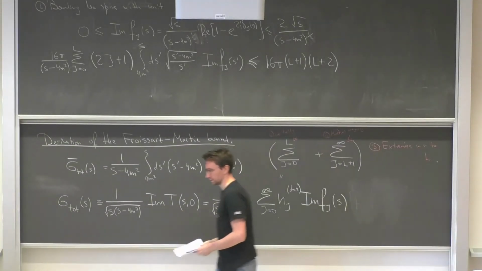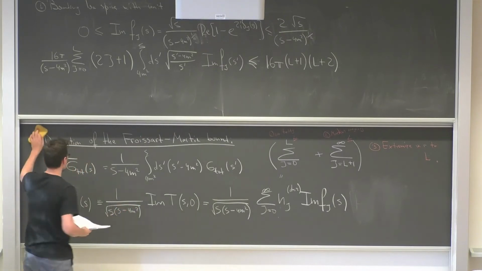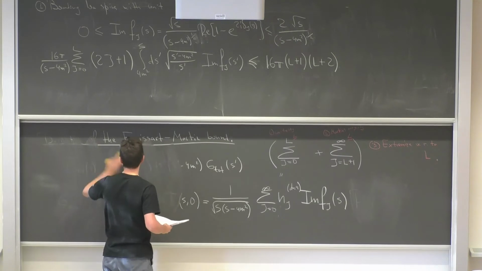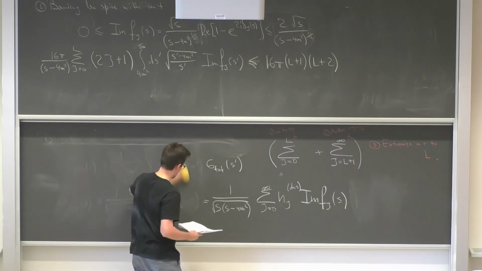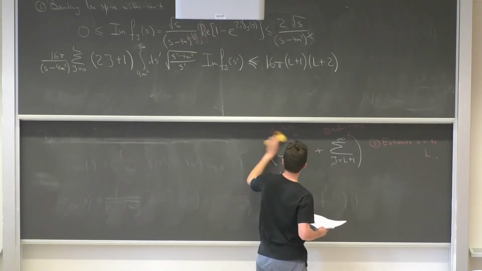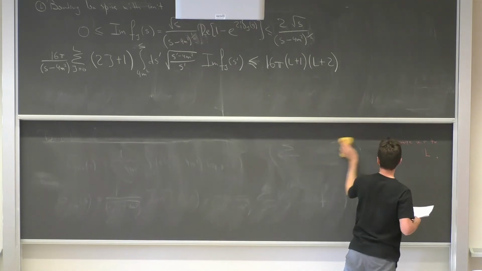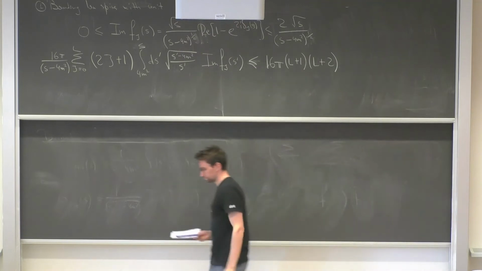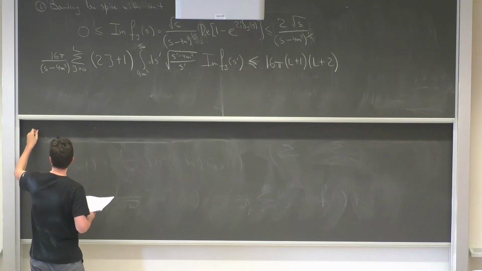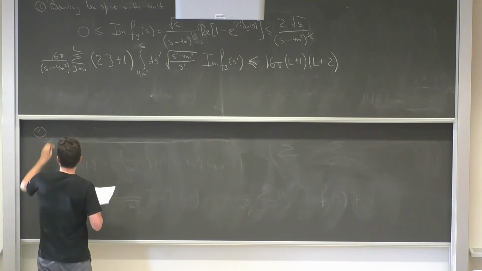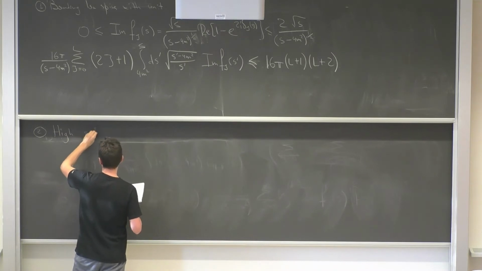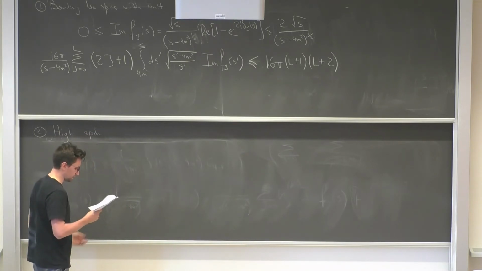Step number 2. And you see here, so far we just use this non-perturbative unitarity bound, low spin. So step number 2, high spin. Here, what we really will need is the following things.